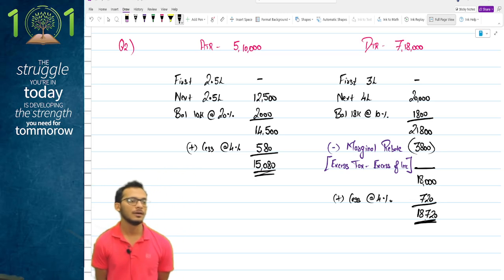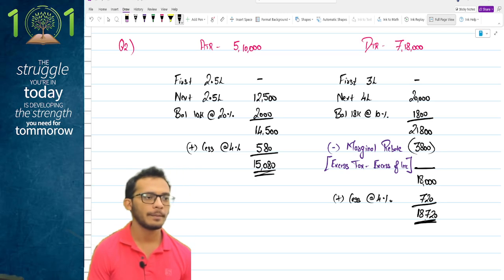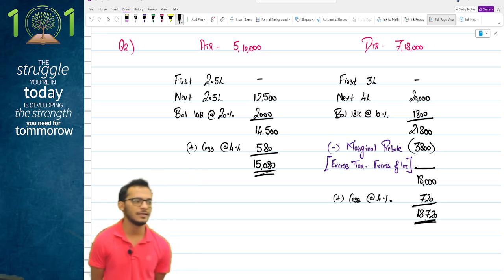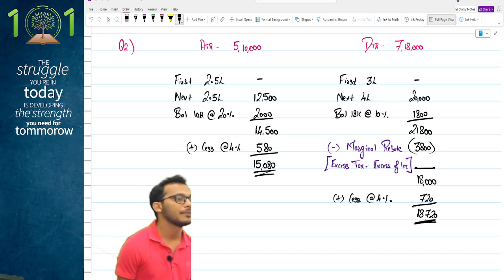Good enough? Yes or no? Yes. This is what your tax rates are when it comes to rebate bracket. Any doubts still here? Can we go forward? Yes. Question number 3.